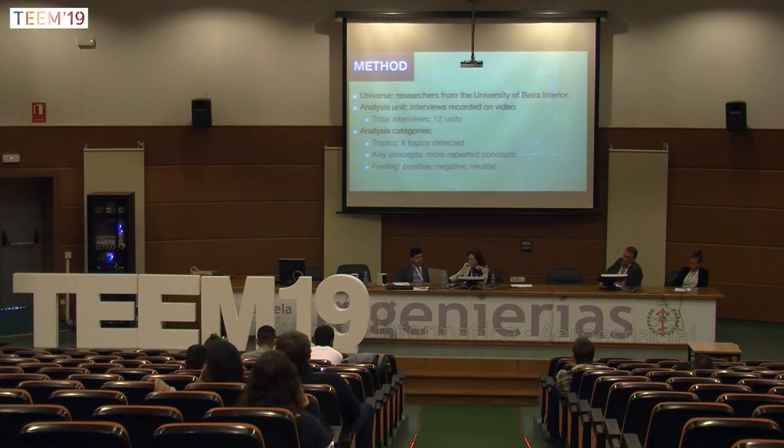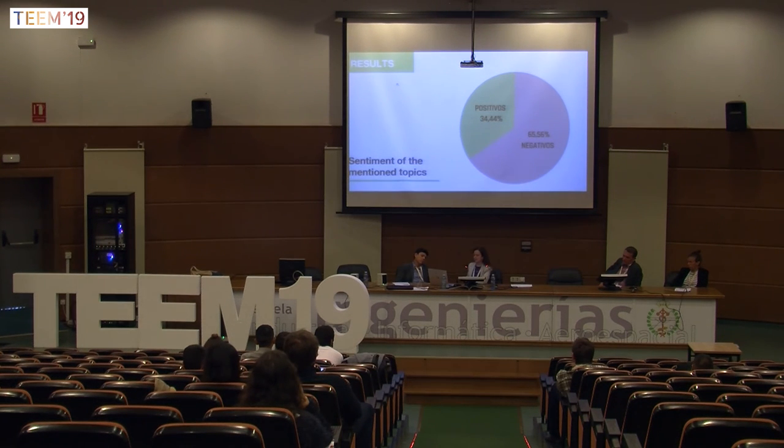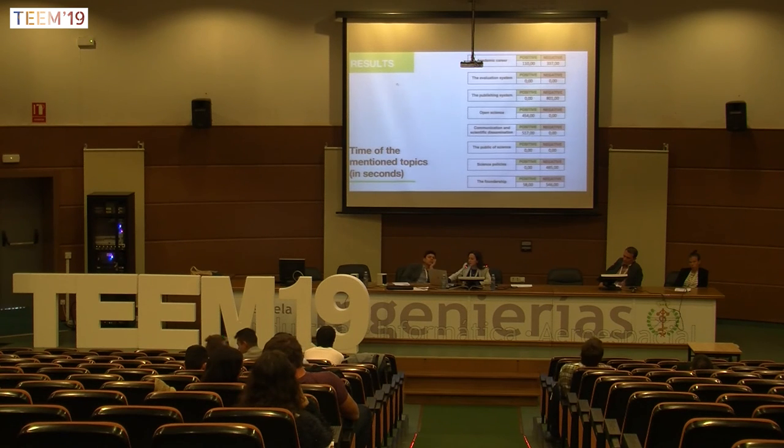So we analyzed the topics, the concepts, and the sentiment of each discourse. And the results, more or less: this is the general and total sentiment of all the interviews. The negative questions, concepts and qualification were 65%, the positive 34%, so more negative than positive in general. And the time for each topic is in this table, and the most important for people in the positive is scientific communication and dissemination and academic career. But the publishing system and academic career are the most negative topics for these researchers.